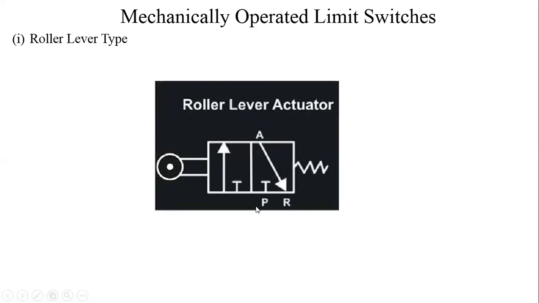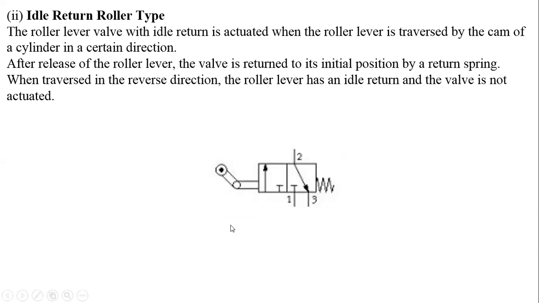So this is roller lever actuator. This is plain 3x2 control valve, so there is nothing new in it. This is spring return. This indicates roller lever kind of control valve. So it is called a roller lever type of 3x2 control valve. Now let's see here. Idle return roller lever type of control valve.